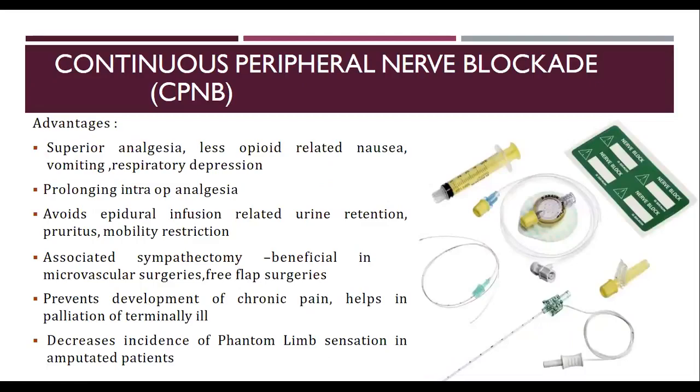Coming on to continuous peripheral nerve blockade, the advantages are superior analgesia, less opioid-related nausea, vomiting, and respiratory depression, and prolonged intra-op analgesia. It avoids epidural infusion-related urinary retention, pleuritis, mobility restriction, etc. The associated sympathectomy is beneficial in microvascular surgeries and free flap surgeries, prevents development of chronic pain, helps in palliation of terminally ill patients, and decreases the incidence of phantom limb sensation in amputated patients.